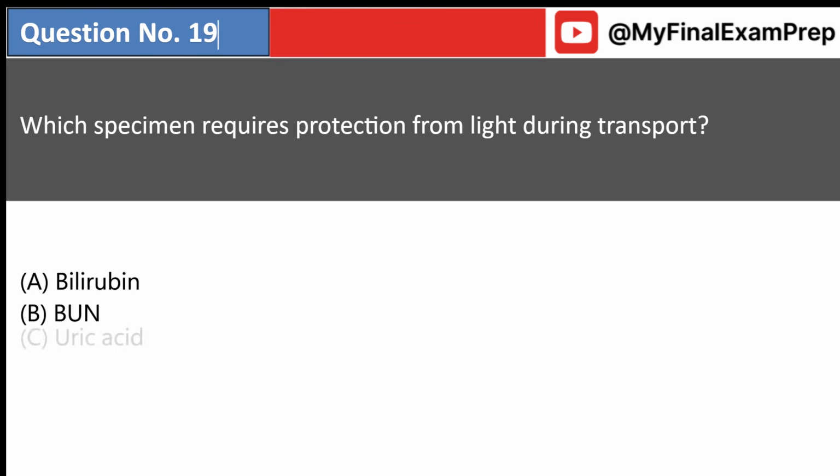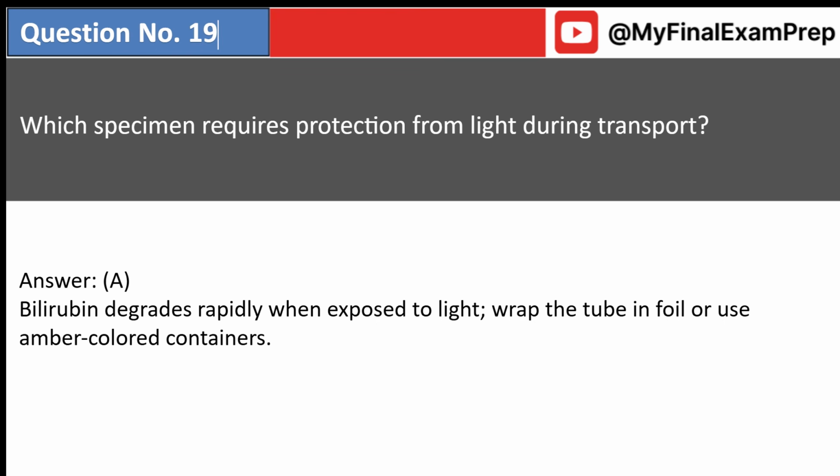Which specimen requires protection from light during transport? A. Bilirubin. B. BUN. C. Uric acid. D. Sodium. Answer A. Bilirubin degrades rapidly when exposed to light. Wrap the tube in foil or use amber-colored containers.